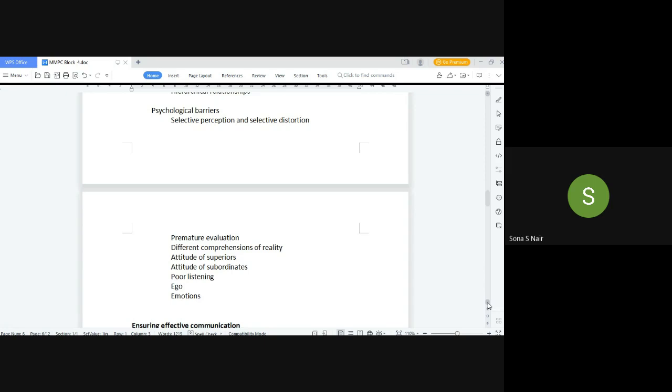Attitudes of superiors and attitudes of subordinates, fine. You need to have a balanced attitude to be able to communicate with people. You need to be emotionally intelligent, you need to be socially intelligent, you need to be intelligent in all aspects, to be able to understand the communications properly. And these two problems can occur with the superiors also and the subordinates also. Poor listening, you don't want to listen, you're not listening, so you won't get the communication properly, you won't be able to understand the message properly. Ego and emotions, we all know them, right?